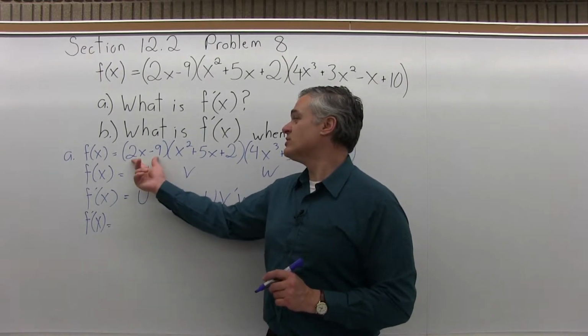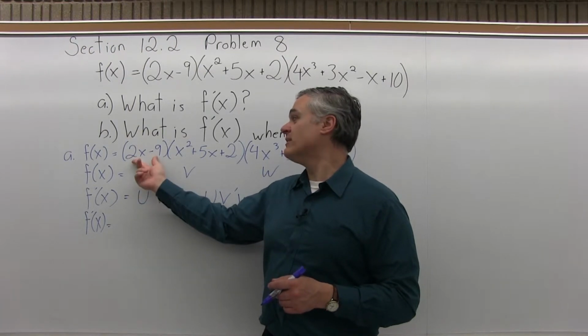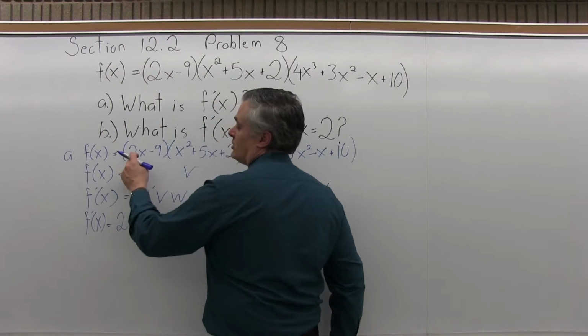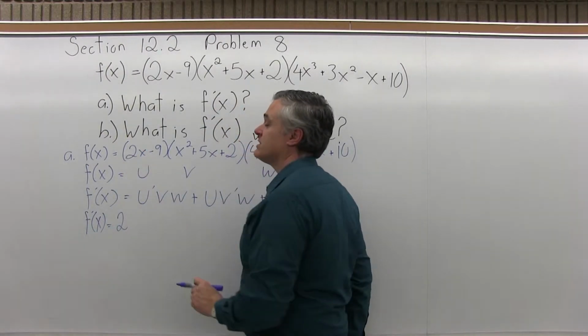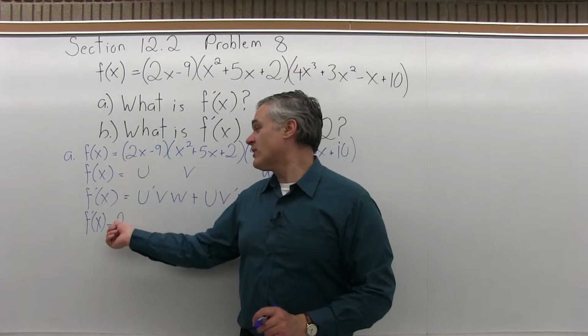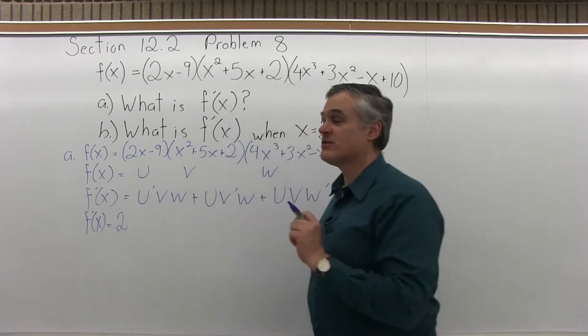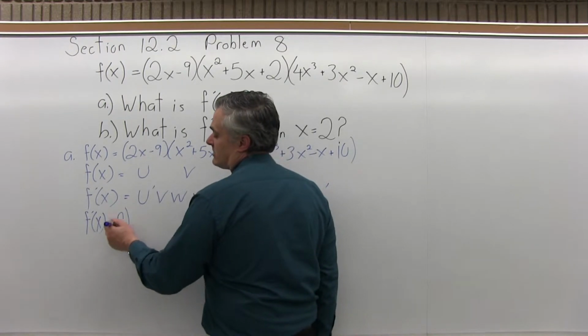So u is 2x minus 9, the first piece of the product. U prime is the derivative of that, which is just 2. The 2x has a derivative of just 2. Again, I have an x to the first power, and the derivative is just the number in front of the x. And then the minus 9, since it has no x, its derivative is 0. So it just goes away. So the u prime is just 2.